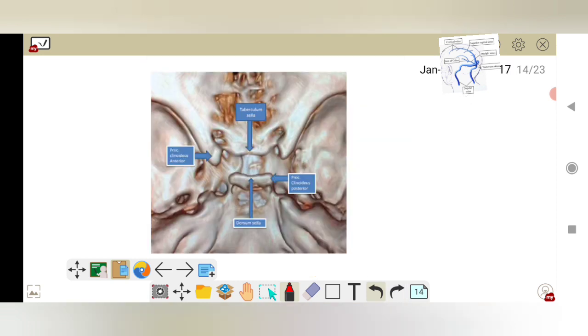Now, the peculiarities. In this we will see these are the posterior clinoid processes and these are the anterior clinoid processes. The attached margin ends at the level of the posterior clinoid processes, and the free margin extends up to the anterior clinoid processes and gets attached to the anterior clinoid processes.